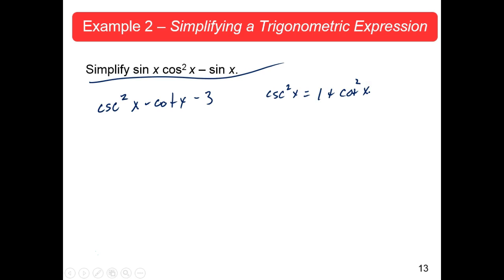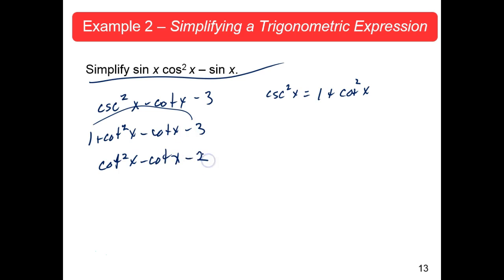Not quite what we want, but pretty close. So let's write that. Instead of cosecant squared, we have 1 plus cotangent squared x minus cotangent x minus 3. So what can we do with that? Combine like terms. And what like terms do you see? 1 and negative 3. What do those combine to be? Negative 2.